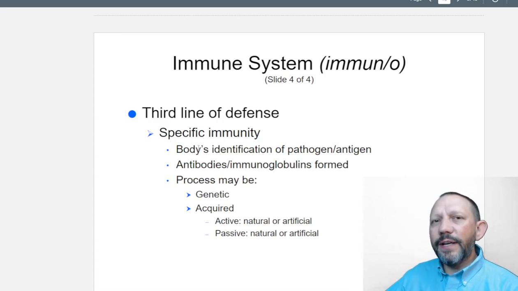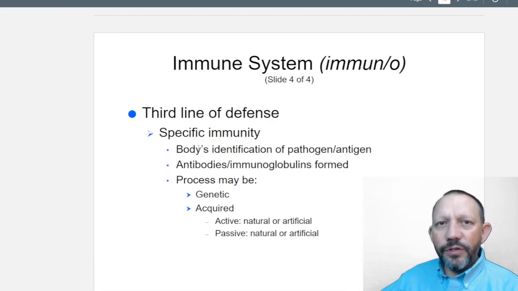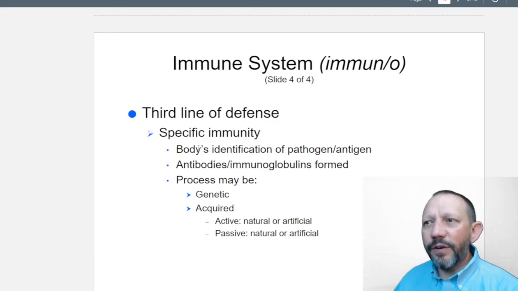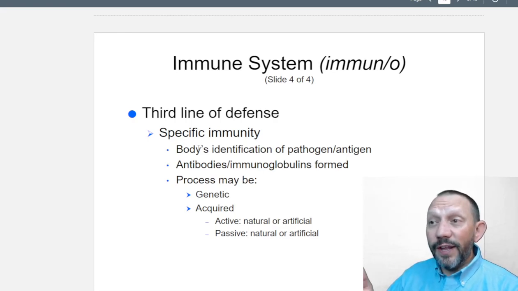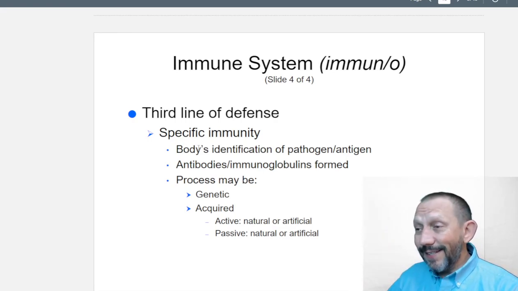So let me take a picture of your ID and I'm going to put it up in the office. And now your picture's up there in the office. And when anybody sees you come to the front desk, they don't let you in. That's the third line, specific immunity. Don't let this guy in.